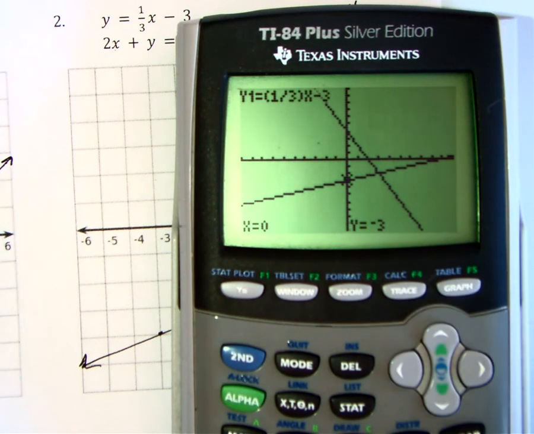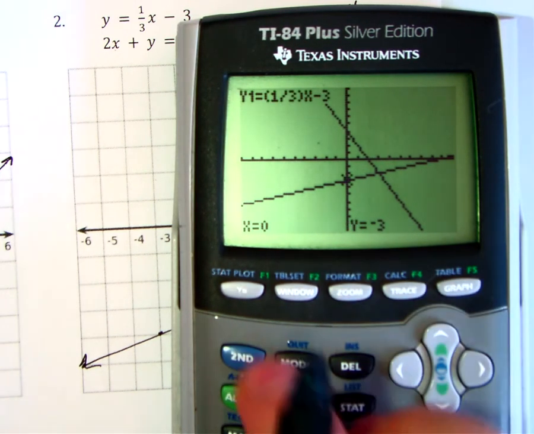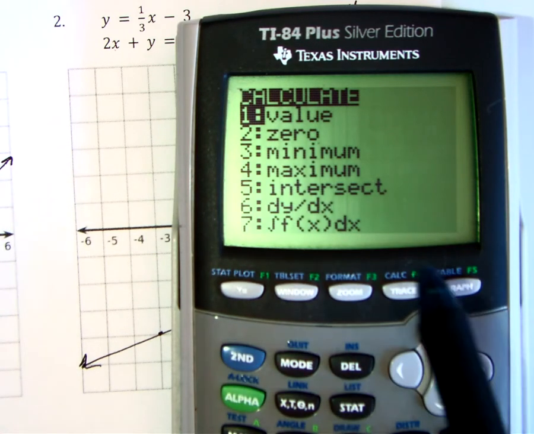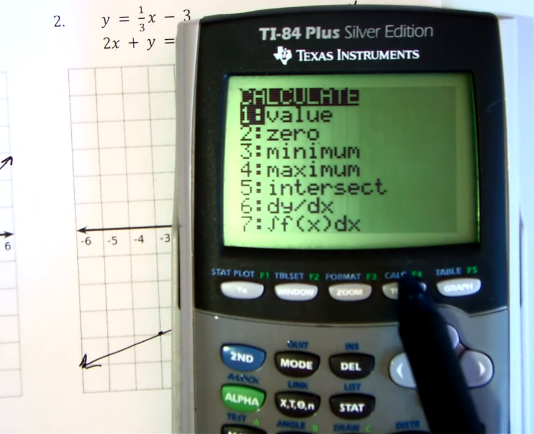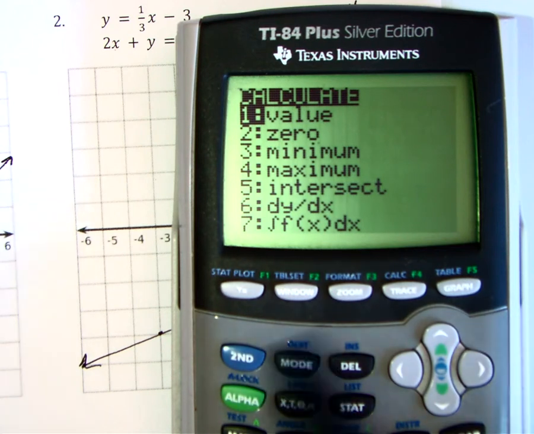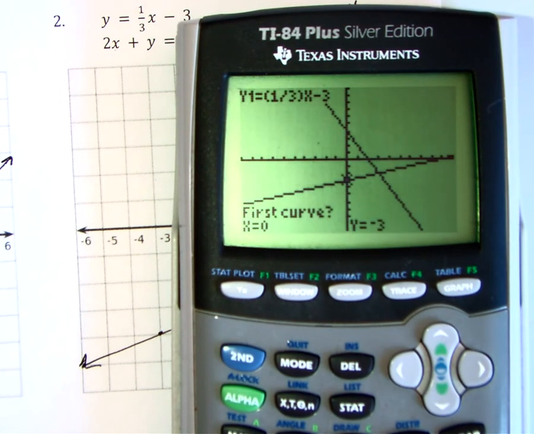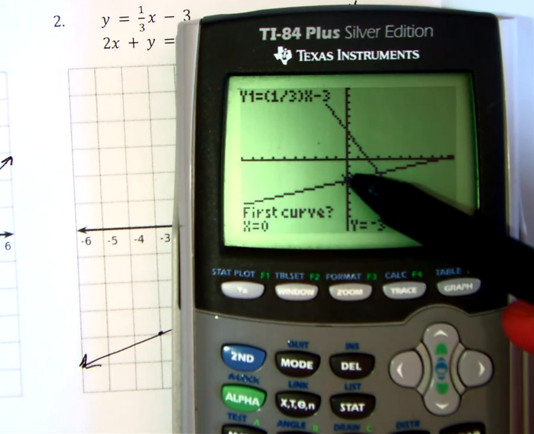I'm going to press that button. In order to get a purple, you press the second and then trace, because that's accessing the purple features. And you'll notice number 5 then says intersect. So I want to intersect. It's going to ask for a first curve. The first curve is your first line. You'll notice that it's flashing here on one of my lines.